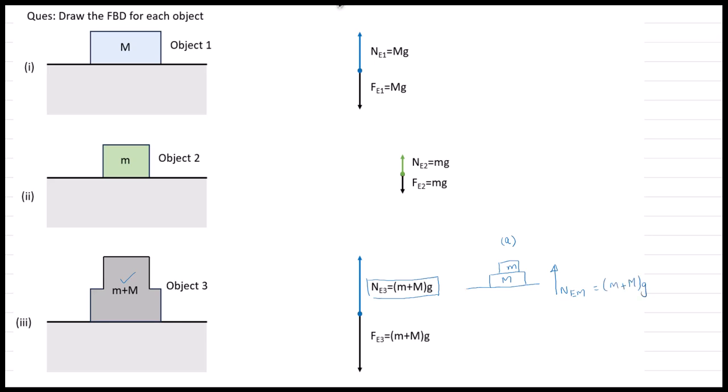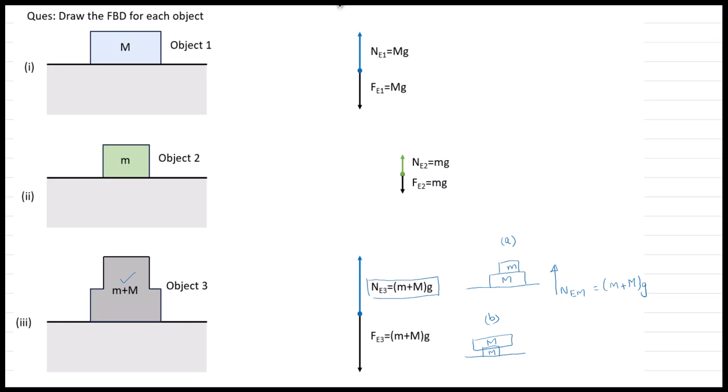And if I take the scenario B, wherein I have a smaller object m, and on top of that I place a bigger object M, since the mass is the same, figure B and figure 3 are identical with respect to the total mass.